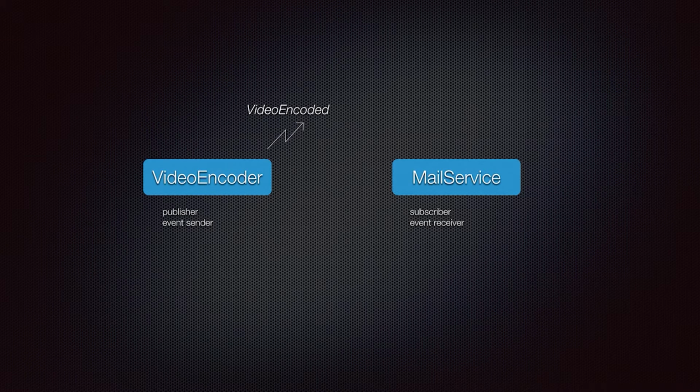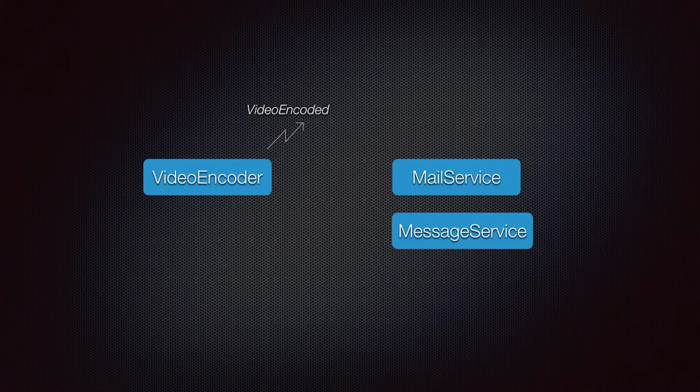That video encoder knows absolutely nothing about mail service, which means in the future, if we want to extend our application and add the capability to send a text message when the video is encoded, we can simply create a new class called message service and have it subscribe to that video encoded event of the video encoder. So basically, the video encoder does not need to be recompiled and redeployed, and we simply extend the application by adding a new class. So this reduces the impact on the application. Ideally, if we could extend our applications by simply adding new classes, the compilation time would be reduced and the application could be redeployed without breaking things along the way.